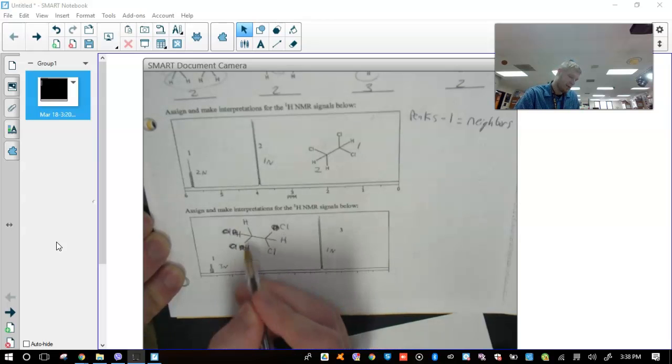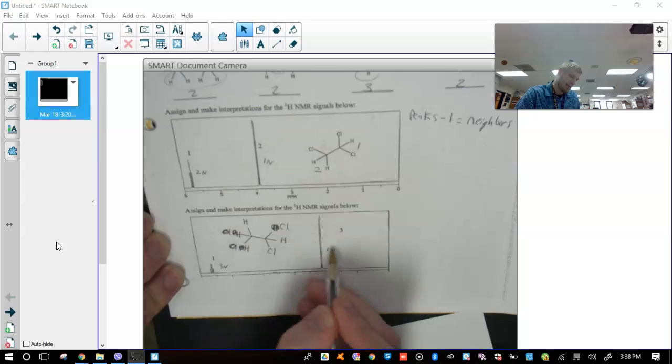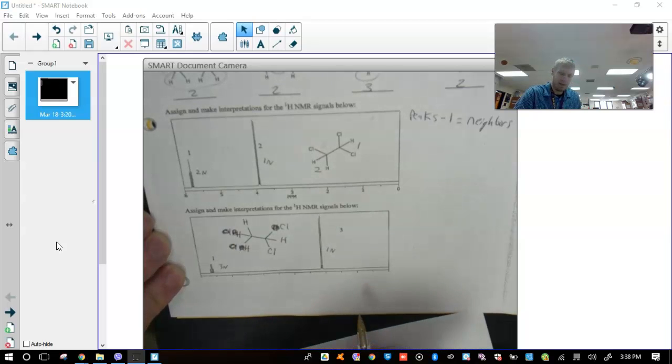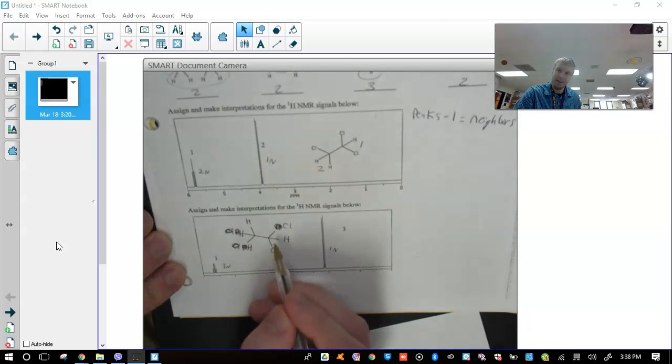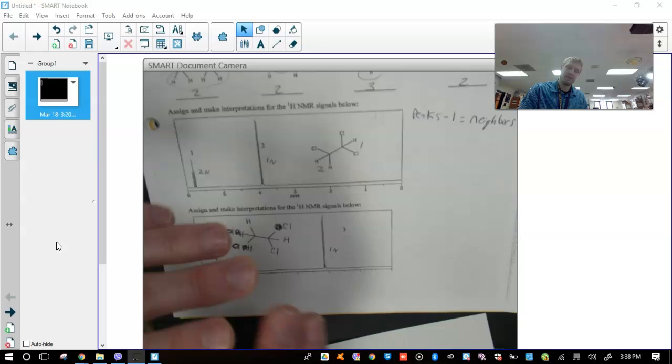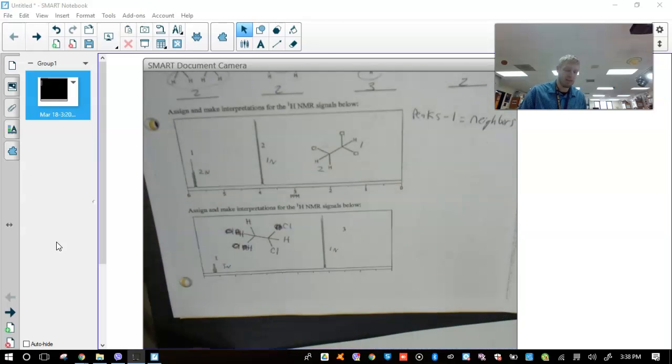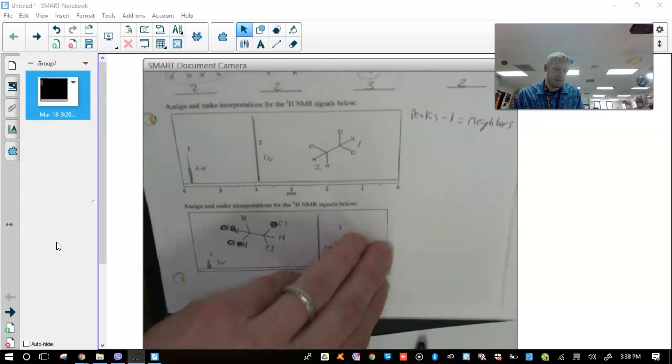Because this one has 3 neighbors, and these have 1 neighbor, and that's represented by the doublet. So you can see it can get a little tricky. This is getting at the basics, and the molecules get more complex. But IB is going to be focusing on the basic ones as well.